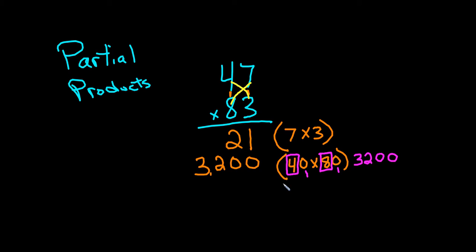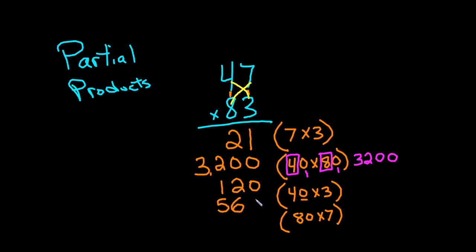So let's do the 40 times the 3. Okay, now that's going to be 12 with 1 0 after it, or 120. So I'm going to write 120 here. And then I got to do the 80 times 7. Again, 8 times 7 is 56. Add a 0, you have 560. And those are all the individual partial products of this problem.